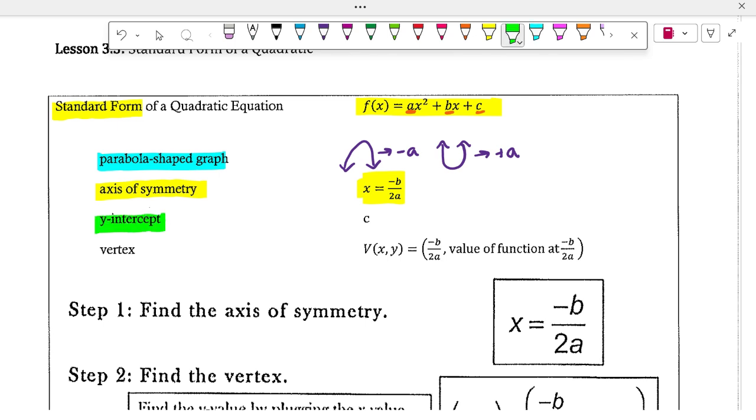The y-intercept is simply the c value. Whatever that c value is, that's the y-intercept. It's kind of like when you do y equals mx plus b with linear and how b is the y-intercept, it's similar to that.